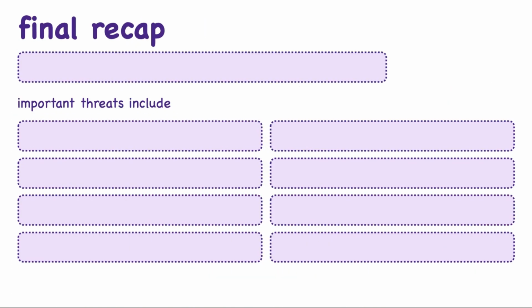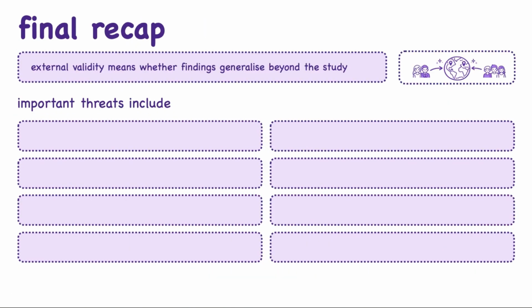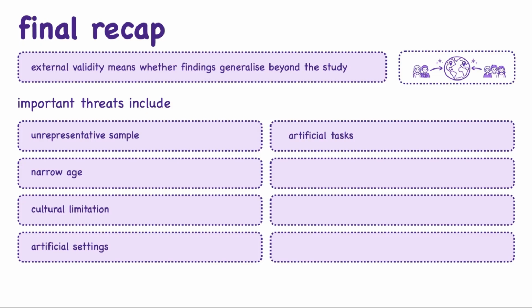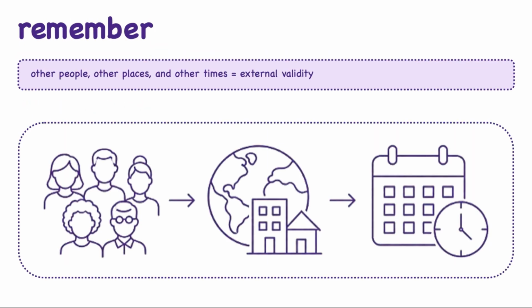Final recap. External validity means whether findings generalize beyond the study. Important threats include unrepresentative samples, narrow age or cultural groups, artificial settings, artificial tasks, self-selection bias, one location, and one time period. Remember, other people, other places, and other times equal external validity.